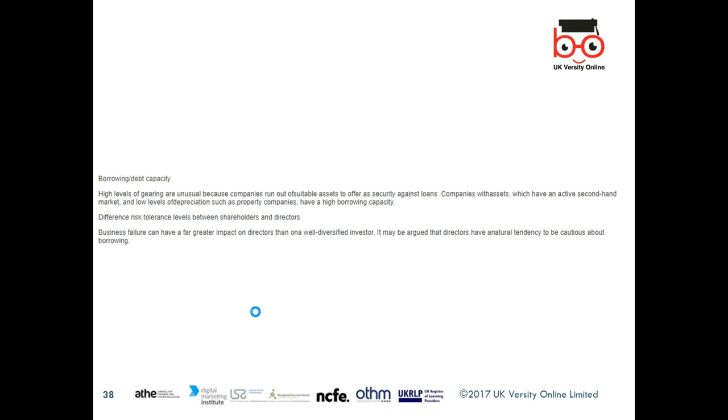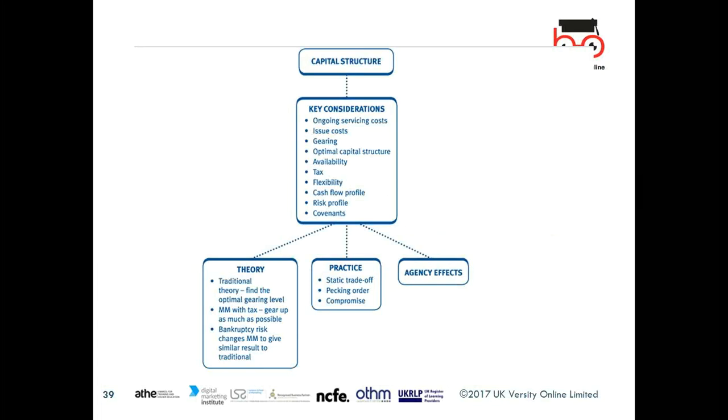Business failure can have a far greater impact on the director than on a well-diversified investor. It may be argued that directors have a tendency to be cautious about borrowing. So we need to look around this.